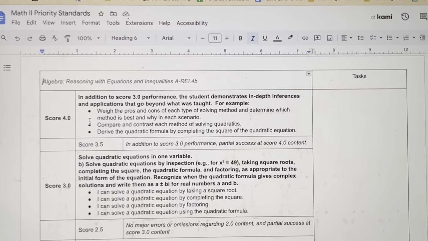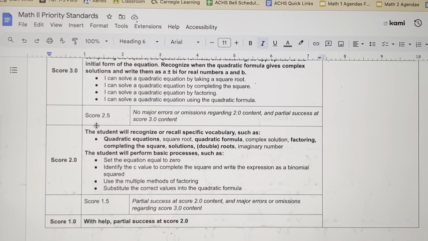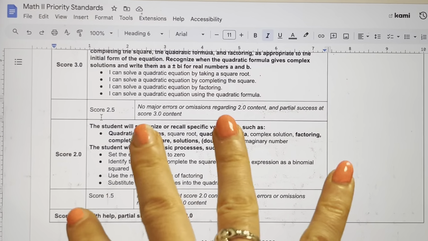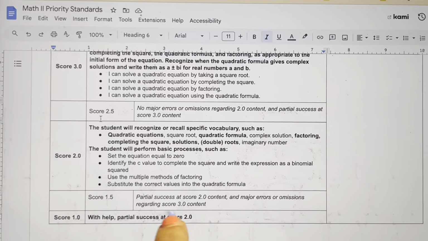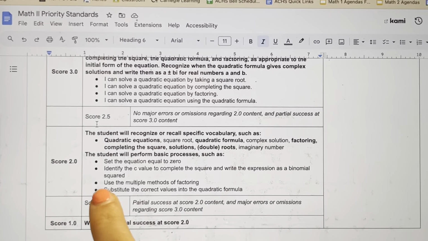This is what your score would be if I scored you on this learning intention. So if you just received a score out of 4, if you're a 1, you didn't really learn anything. If you're a 2, a 3, or a 4, well, let's look at the 2.